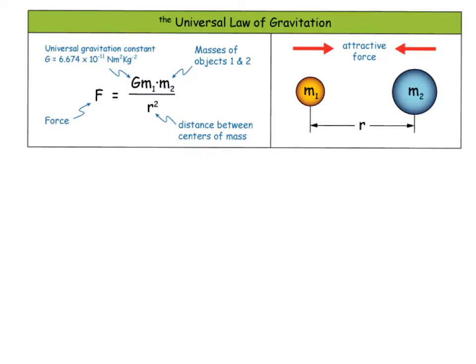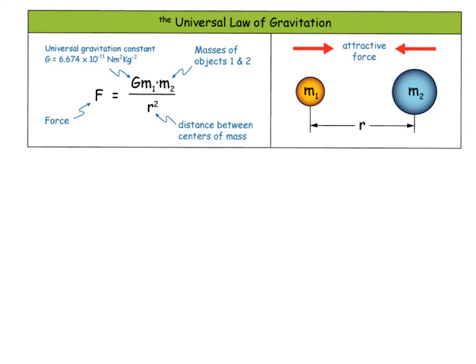So Newton's law of universal gravitation stated that the force is directly proportional to the product of the two masses involved in the attraction and is inversely proportional to the square of the distance between their centers.